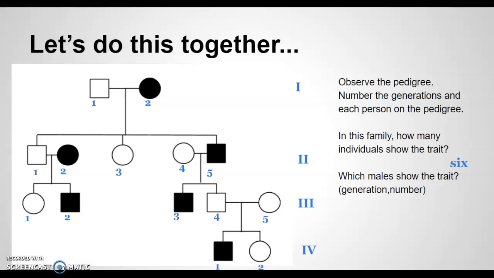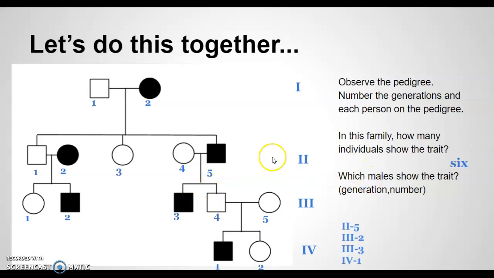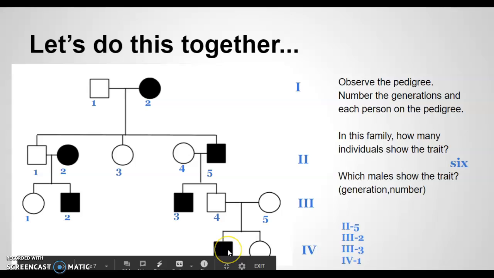You see a total of 6 people in the family have the trait. And the individuals that have it are second generation. It's only asking about males. So second generation, number 5, third generation, person 2 and 3, and then fourth generation, person 1.